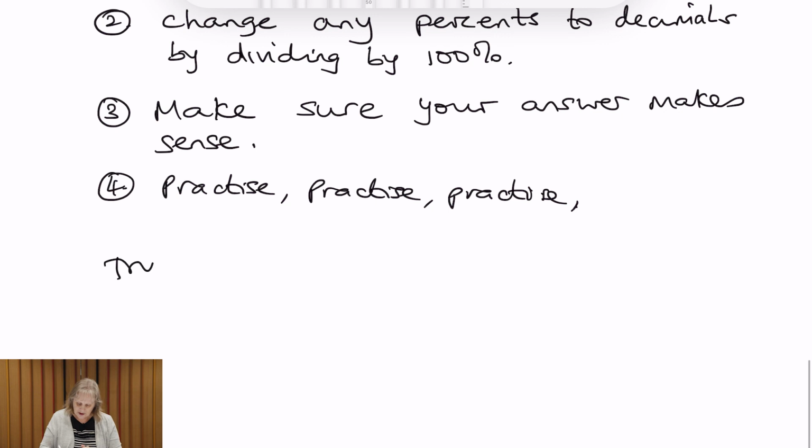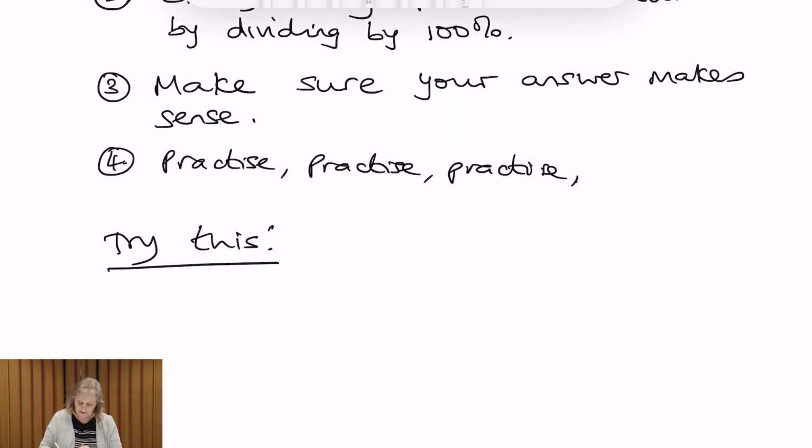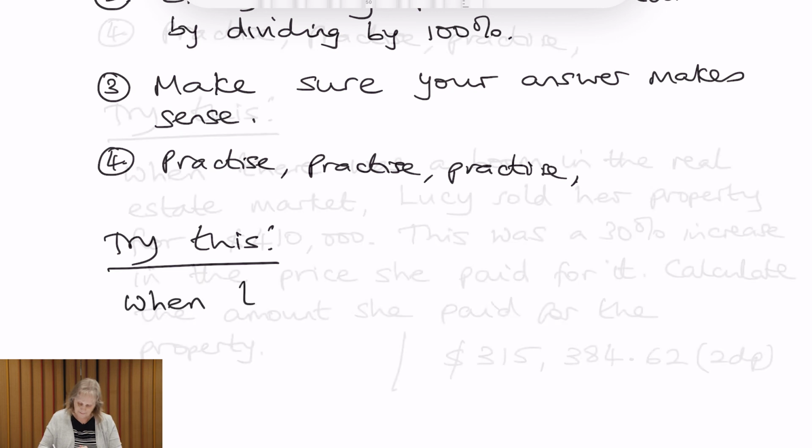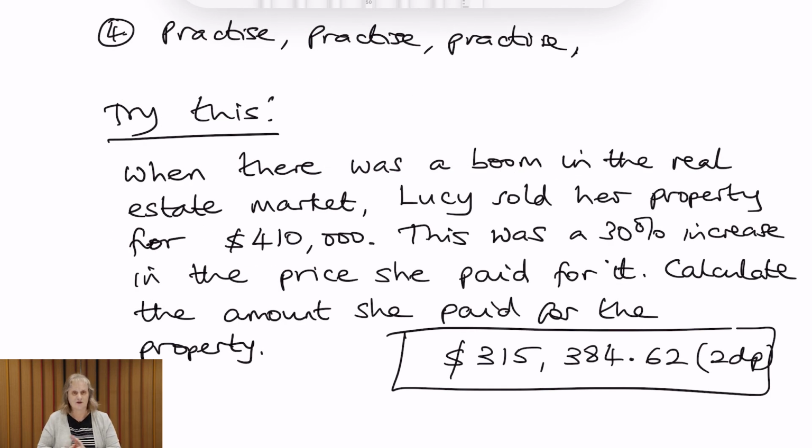There is just one question for you to try. It is a bit of a lengthy question, as a lot of these are. So please try this yourself, and I'll write the answer for you too. When there was a boom in the real estate market, Lucy sold her property for $410,000. This was a 30% increase in the price she paid for it. Calculate the amount she paid for the property. It should work out to be $315,384.62. Again, make sure you round that answer to 2 decimal places, to the nearest cent.